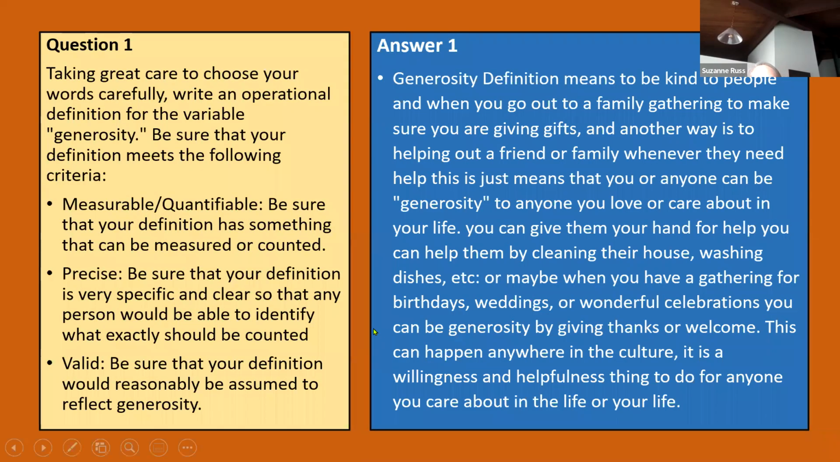And so I wrote down what we wrote here, and let's look first at whether it's measurable in this one. This is the first definition. Generosity means to be kind to people, and when you go out to a family gathering to make sure you are giving gifts. Another way is to help out a friend or family when they need help. This just means that you or anyone can be generous to anyone you love or care about. So let's read silently and see if there's something we can count here. In an experimental situation, does this meet the criterion of measurable?